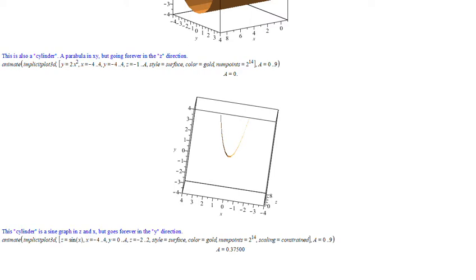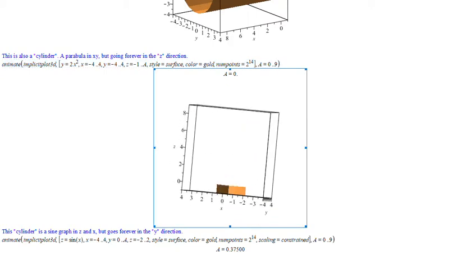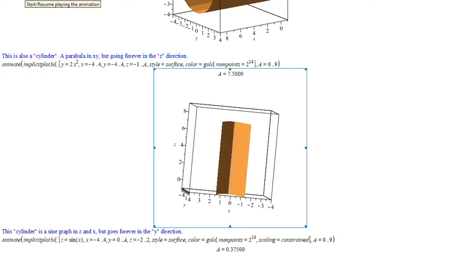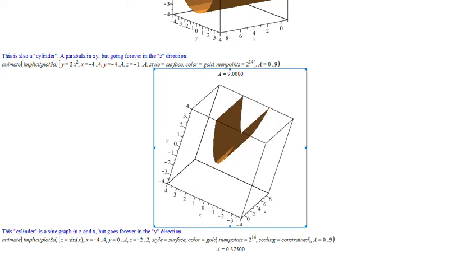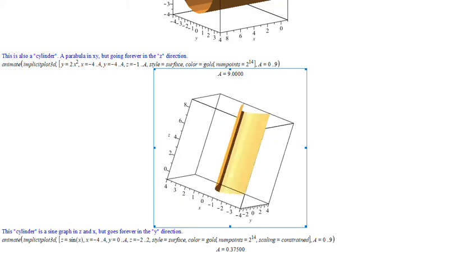Now this is the three-dimensional graph of the equation y equals 2x squared. Notice again, there's no mention of a z. Well, you see in the xy plane that we have the parabola, y equals 2x squared. However, this goes forever in the z direction. And that also is called a cylinder.